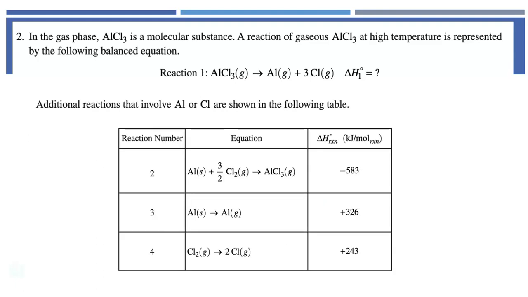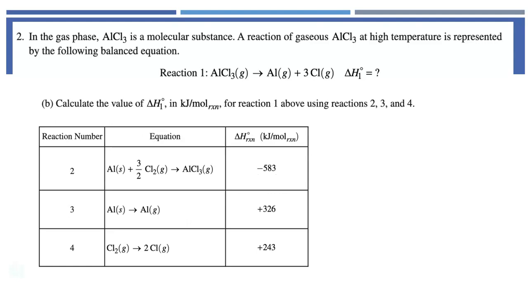Additional reactions that involve aluminum or chlorine are shown in the following table. So we had reaction 1, and now we've got 3 more reactions, 2, 3, and 4. Part B says, calculate the enthalpy of reaction for reaction number 1 in kilojoules per mole using reactions 2, 3, and 4. I hope you recognize right away that this is a Hess's Law problem. We need to work backwards from reaction 1 and decide what to do with reactions 2, 3, and 4 to make them add up to reaction 1.